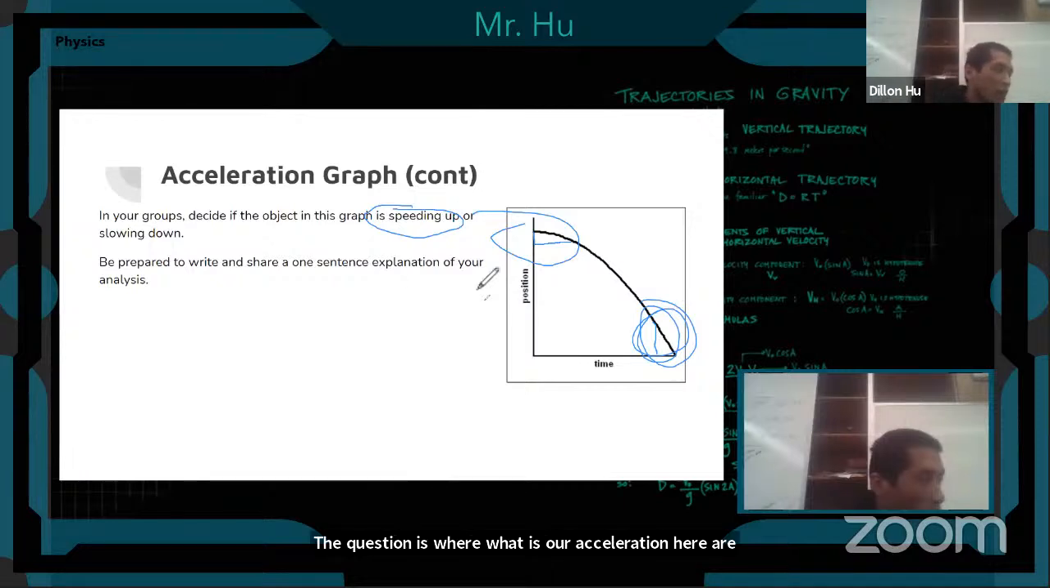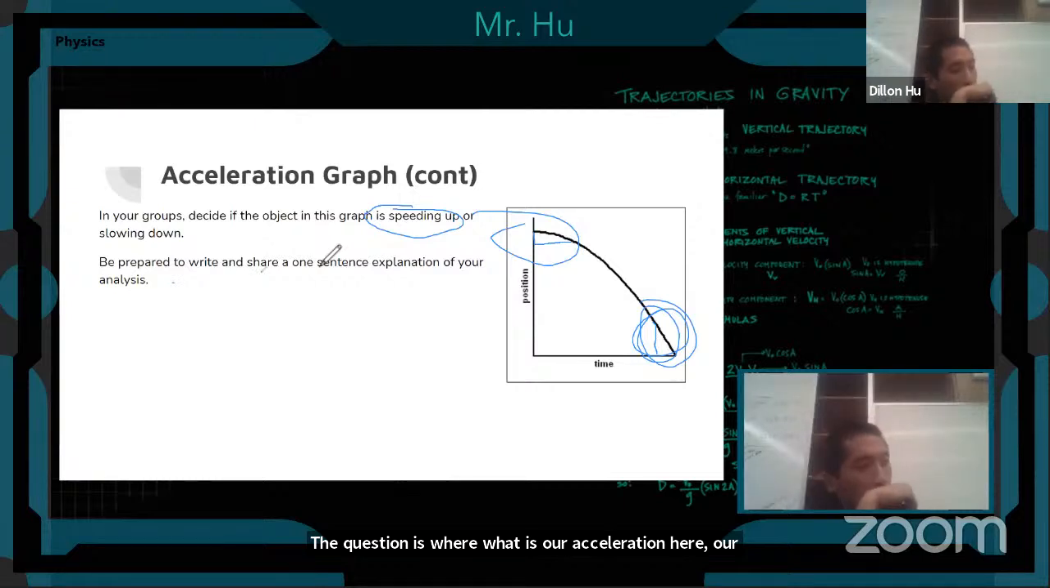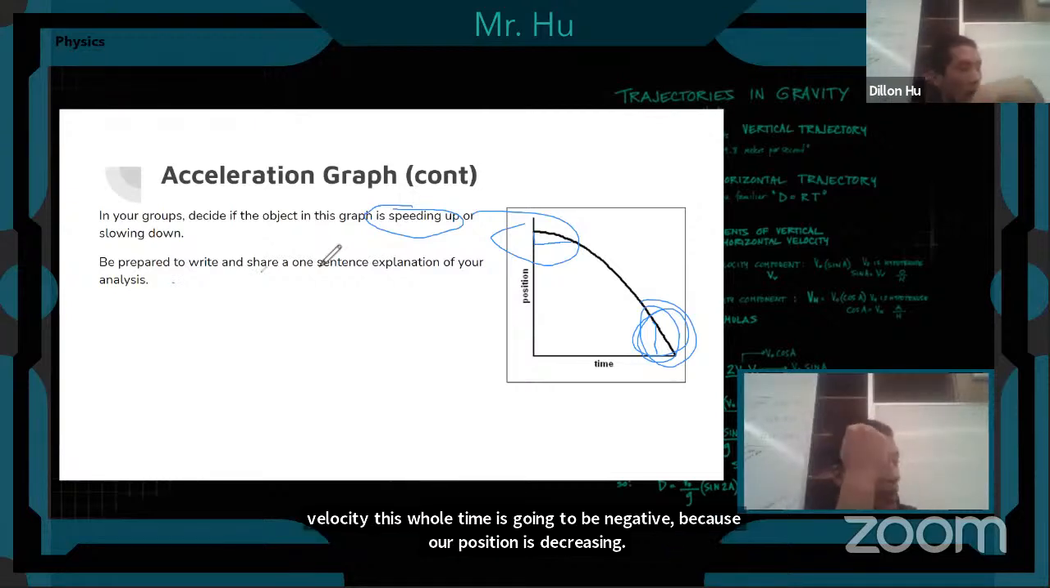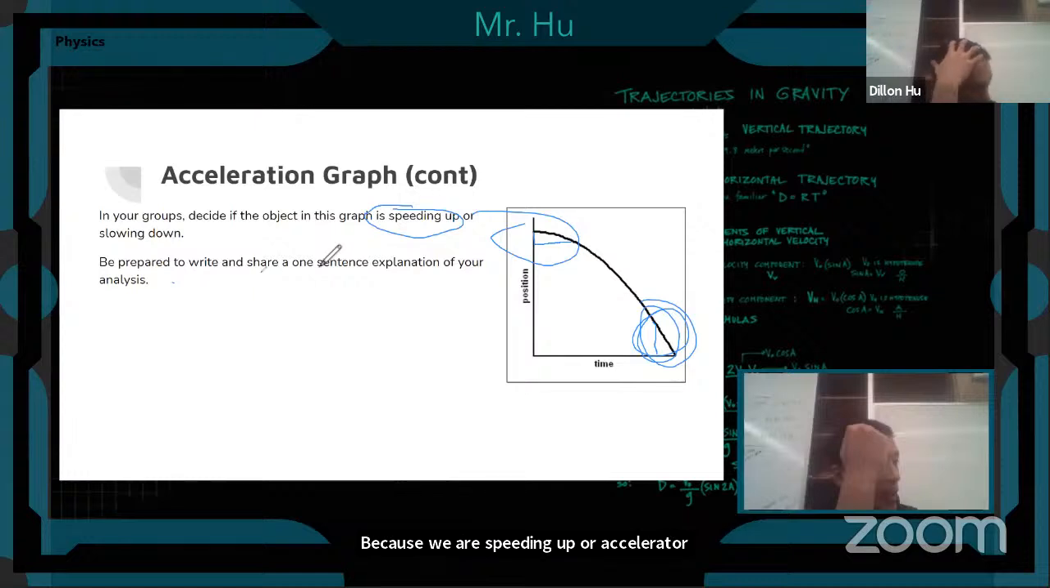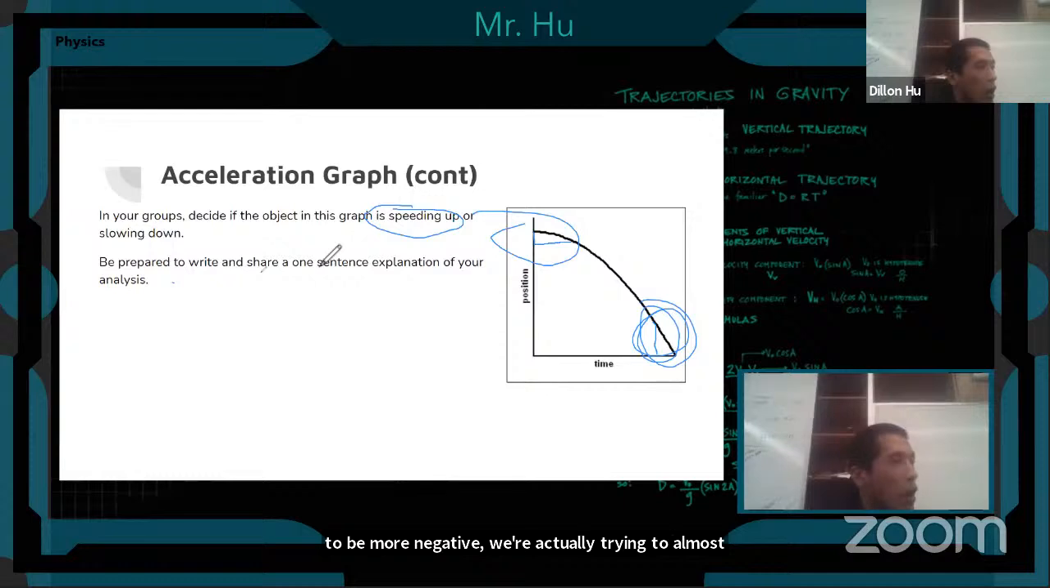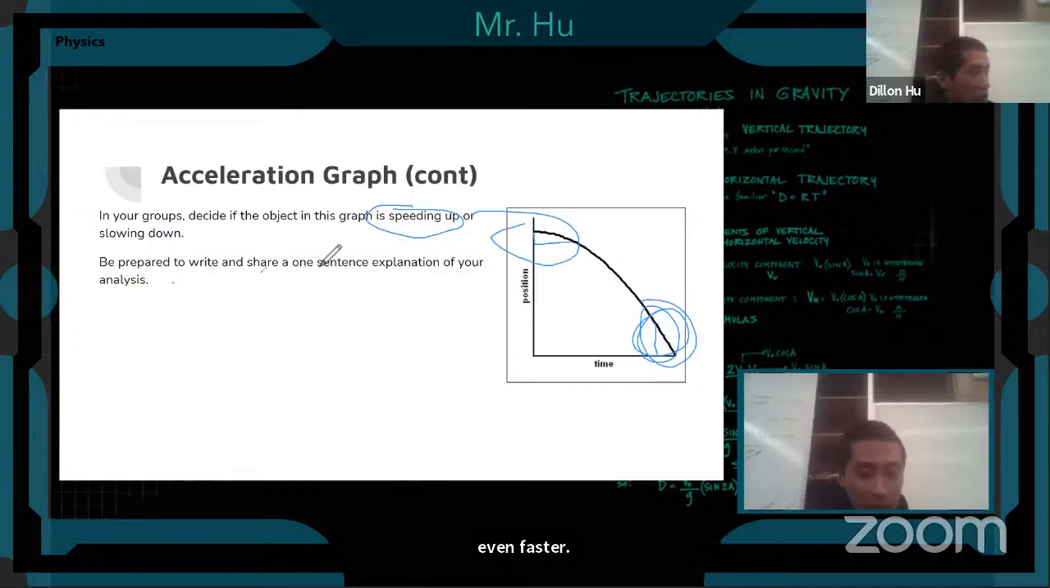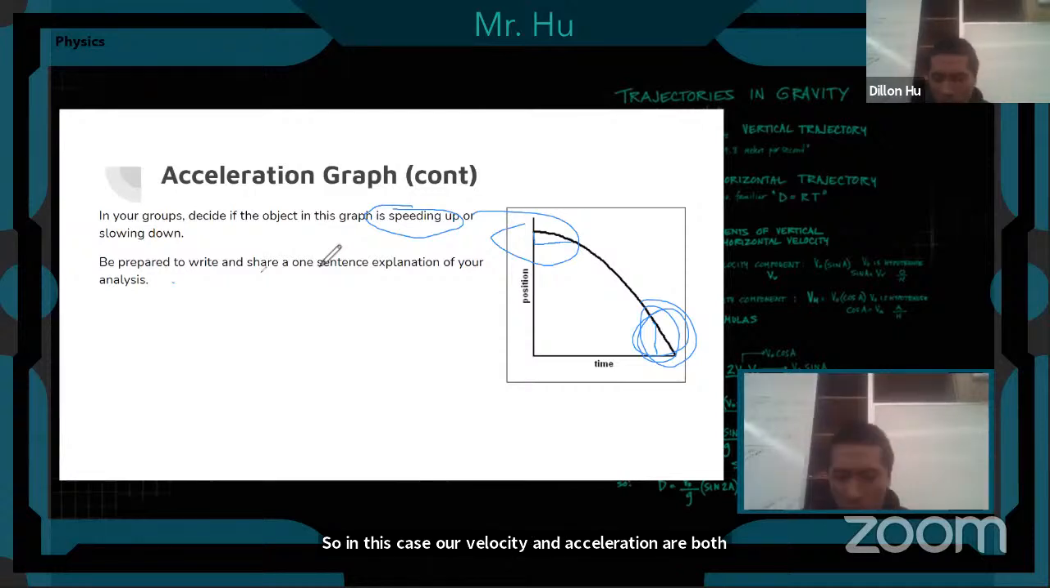Our velocity this whole time is going to be negative because our position is decreasing. But because we are speeding up, our acceleration is also going to be more negative. So we're almost trying to amplify our velocity. We're trying to make it go even faster. So in this case, our velocity and our acceleration are both negative, which is kind of interesting.